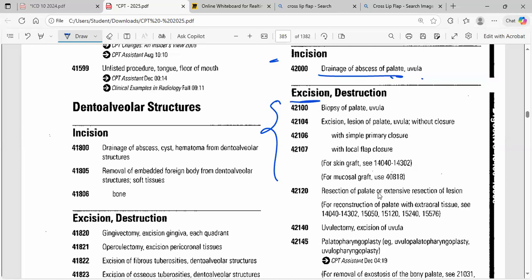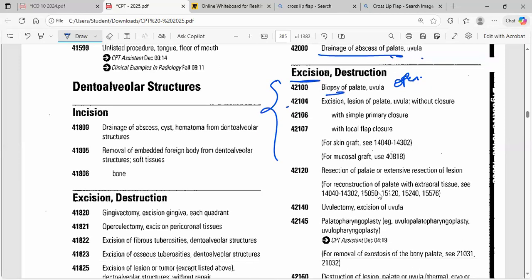And then we have the excision part, biopsy, open approach, excision of the lesion. Simple primary closure means one layer closure. This one is flap closure. If a graft has been used instead of a local flap, graft means tissue has been used from another area, then we have to use these codes for the skin graft. For the mucosal graft, we have a specific code, 40818.